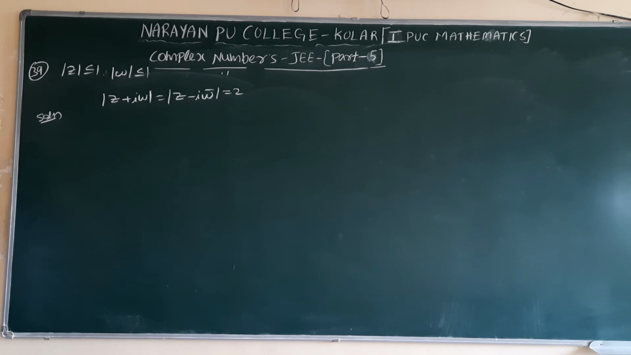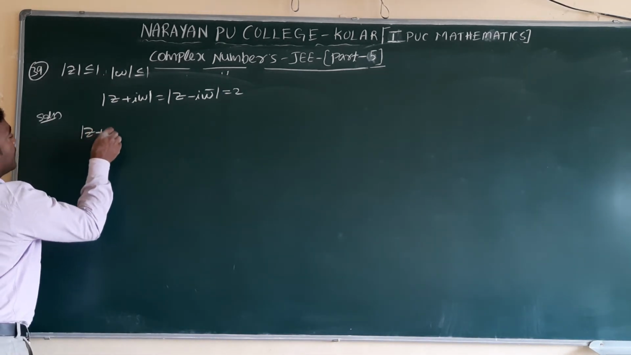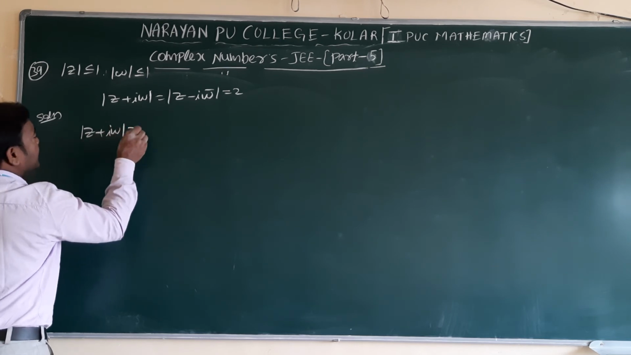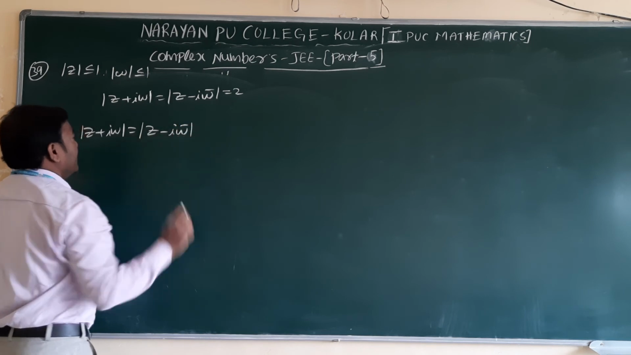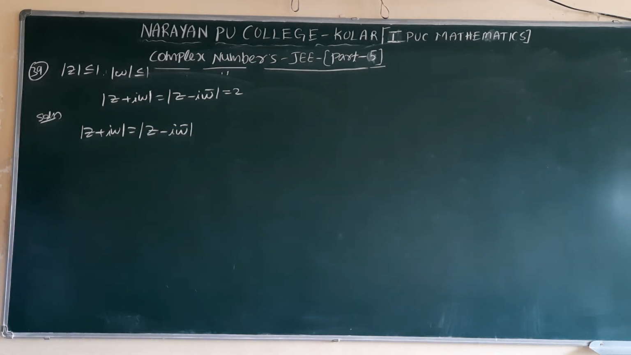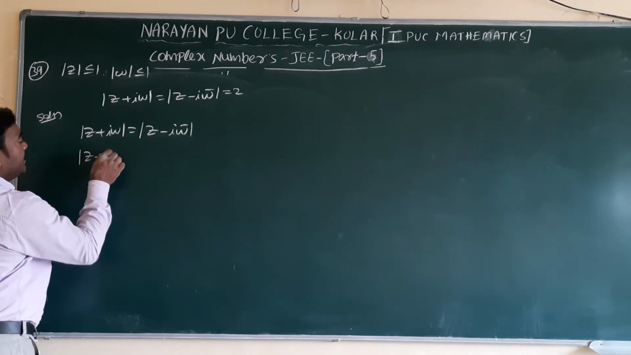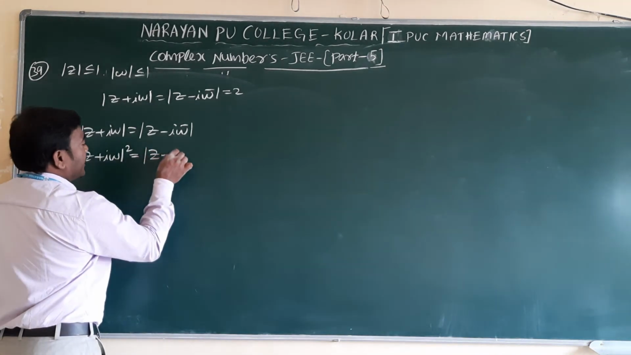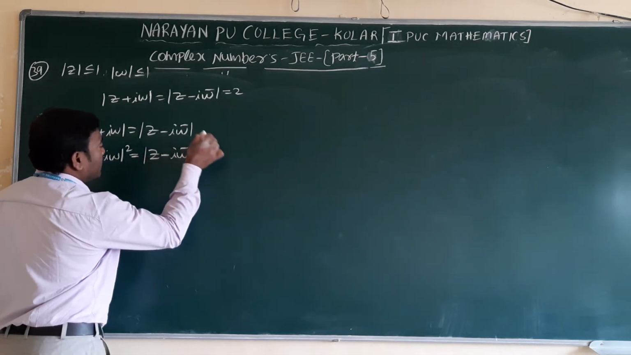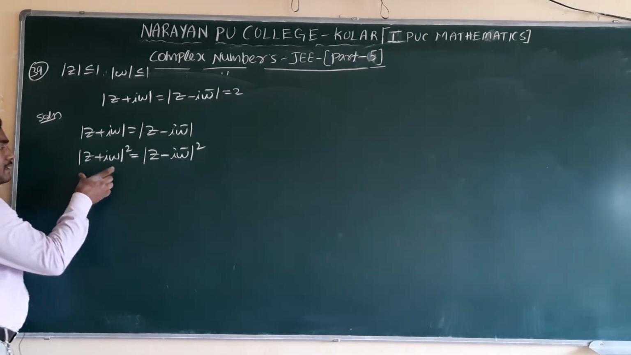is less than or equal to 1, modulus of omega is less than or equal to 1. They are taking it like this. So modulus of z plus i omega is equal to modulus of z minus i omega bar. Now squaring on both sides, what we get? Modulus of z plus i omega whole square is equal to modulus of z minus i omega bar whole square. So already we know that the condition z into z bar is equal to modulus of z square. We apply that formula here.